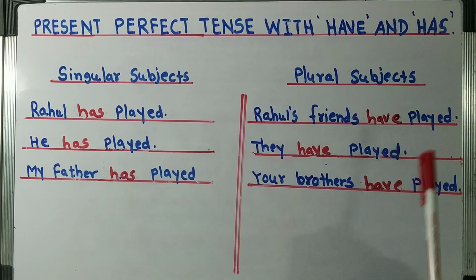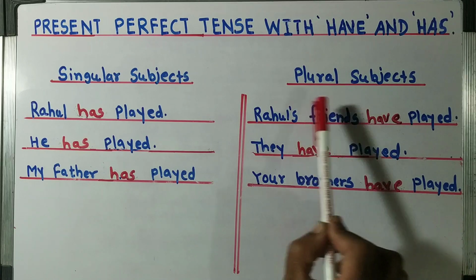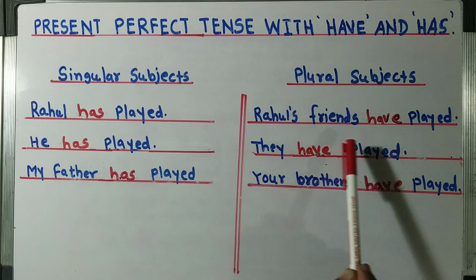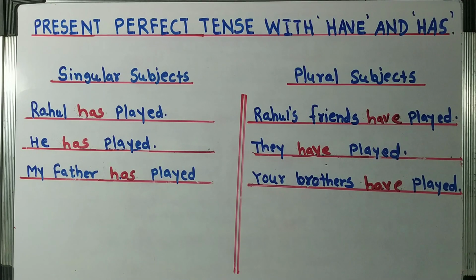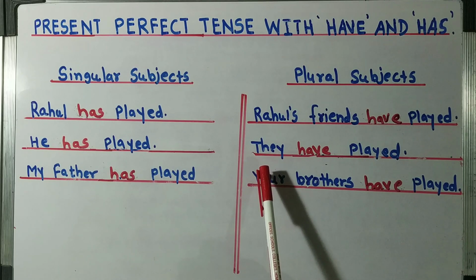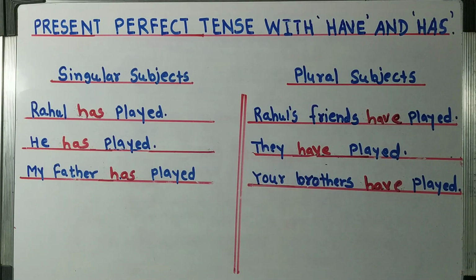Rahul's friends have played. In this example, we have made use of a plural subject, that is Rahul's friends, and soon after this plural subject we have made use of the word have. They have played. In this example, we have made use of a plural subject, that is they, and after that we have made use of the word have. And your brothers have played. In this example, we have made use of a plural subject, that is your brothers, and soon after this plural subject we have made use of the word have.